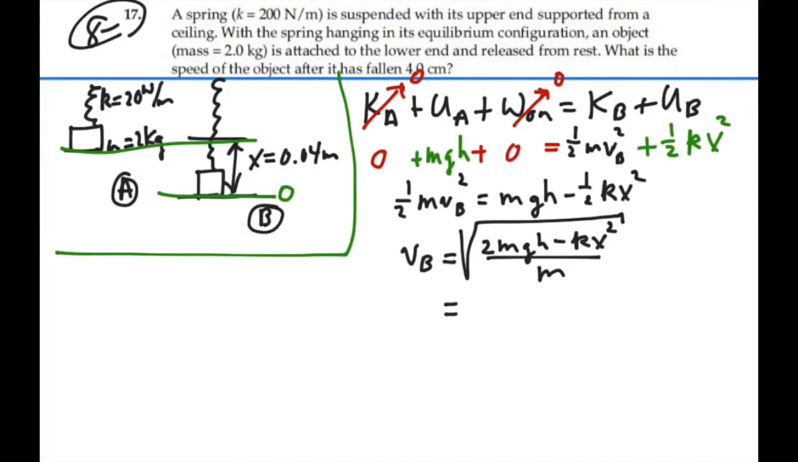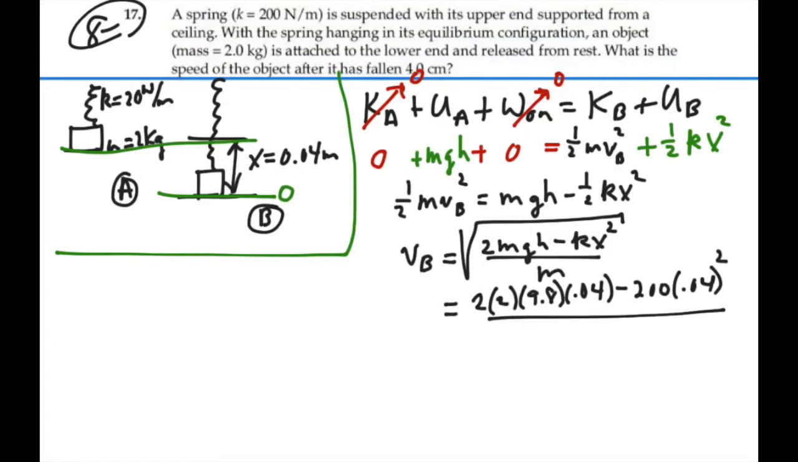So, putting in our numbers, we have 2 times the mass, which is 2, times 9.8, times the height, which is 0.04 meters, minus k, which is 200, times x, which is 0.04. The spring has been extended 0.04 meters. Square that, over the mass, which is 2, all under the square root.